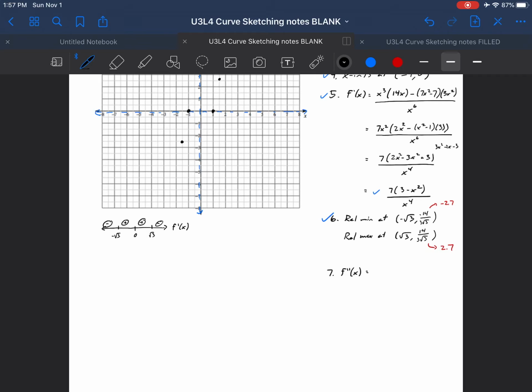So another quotient rule, low d high, so that's x to the 4th, and then the derivative of the high is going to be negative 14x. Okay, low d high minus high, so that's 7, hope I have enough room, 3 minus x squared. High d low, that's 4x cubed. Okay, got it all in. And then all over low squared, so that's x to the 4th squared, which is x to the 8th.